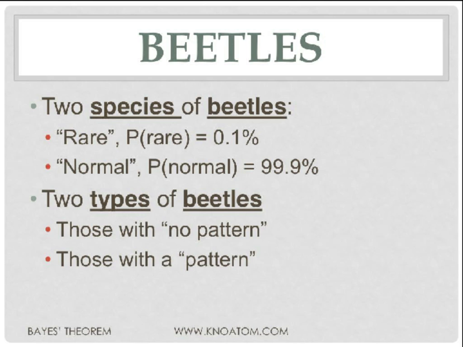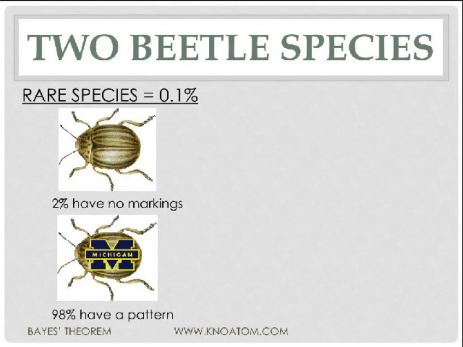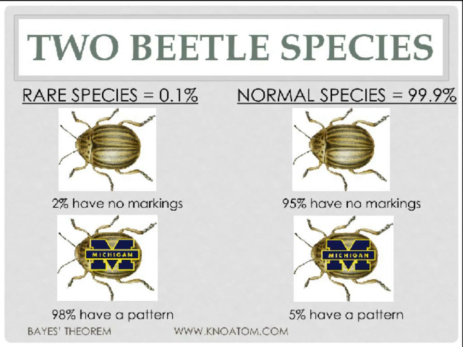Furthermore, of all the beetles, there are two types of beetles. All beetles either have a distinctive maize and blue pattern on their backs, which is the beetle on the right, or they have no pattern, which is the beetle on the left. Of the rare species, which is 0.1% of the beetle population, 2% have no markings and 98% have a pattern on their backs. Of the normal species, which is 99.9% of the beetle population, 95% have no markings and 5% of normal beetles have patterned backs.